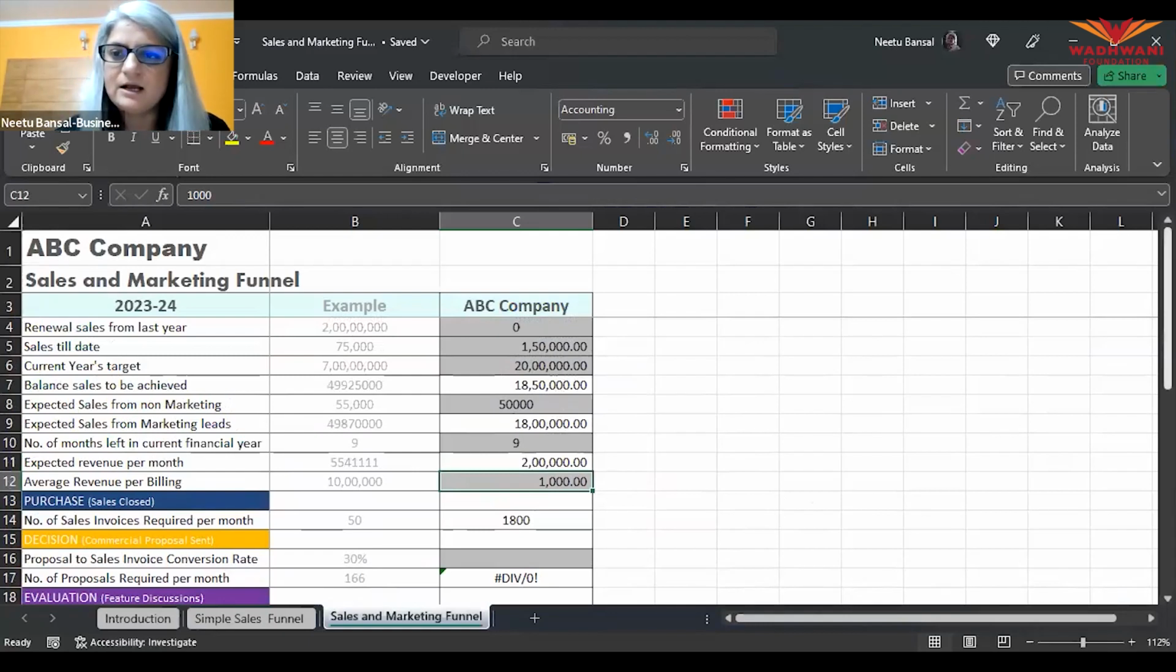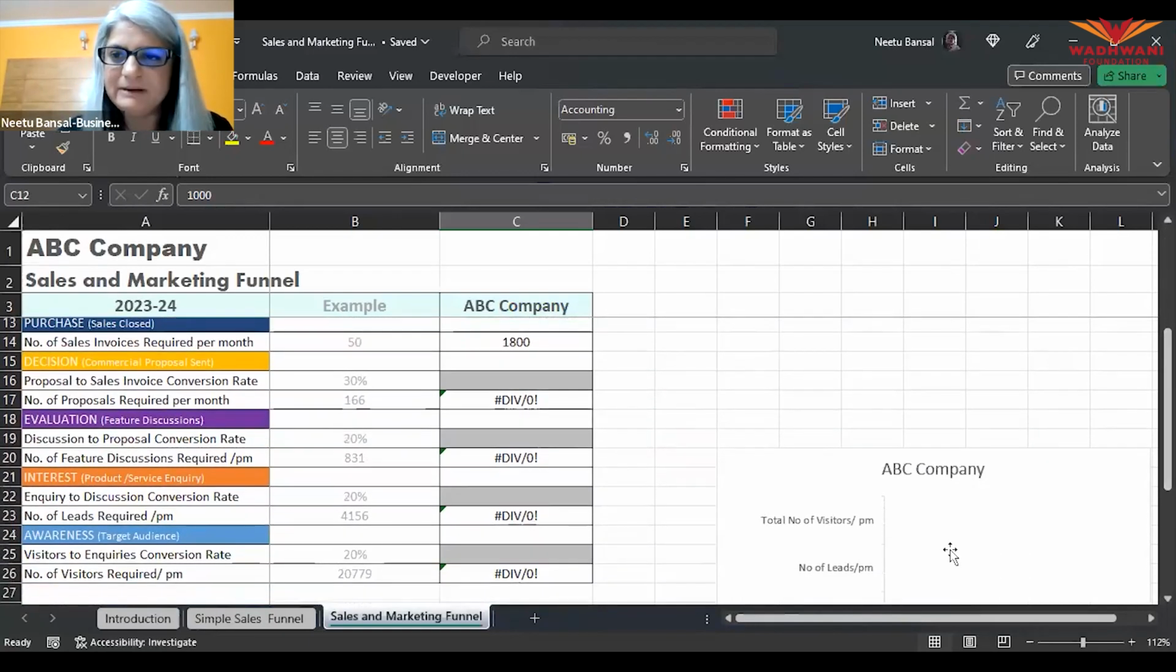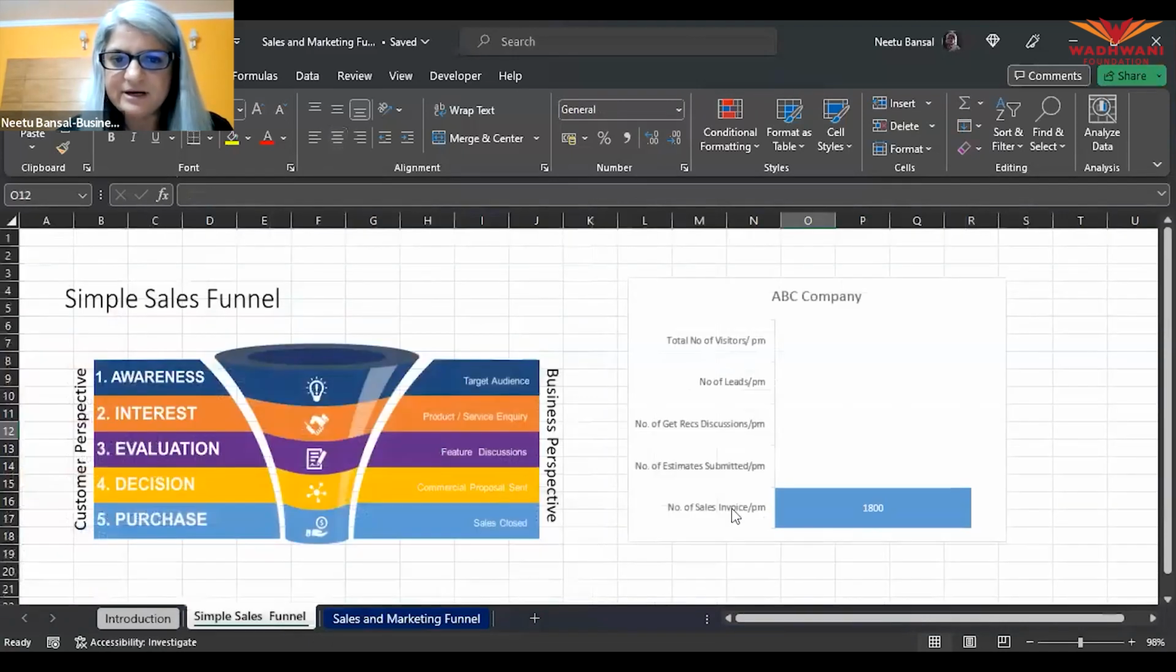Okay, clear? So now what we're going to do is start building the funnel, and we're going to build it upside down. So this 1,800, if you see, is the sales closed, the number of invoices I need. So now let's work backwards. For every 10 commercial proposals that I send, or for every 10 pricing discussions that I have, how many do you think will move into the sales closed stage?